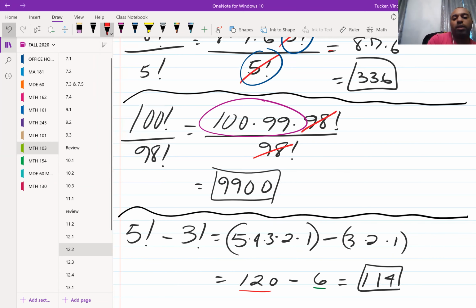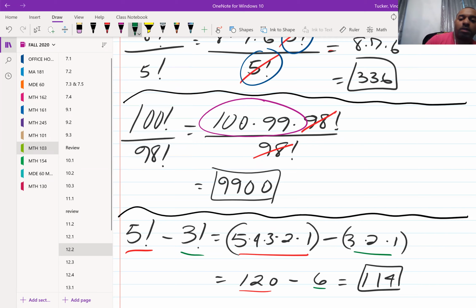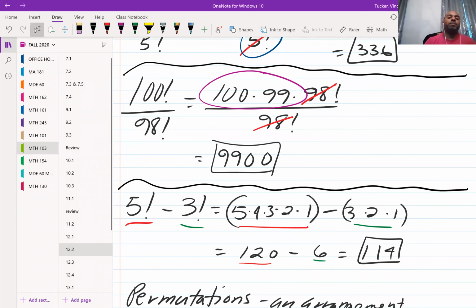How do I do that? This 5 factorial is 5, 4, 3, 2, 1. And that 3 factorial is 3 times 2 times 1. Multiply those out, that's 120 minus 6, and that'll be 114.